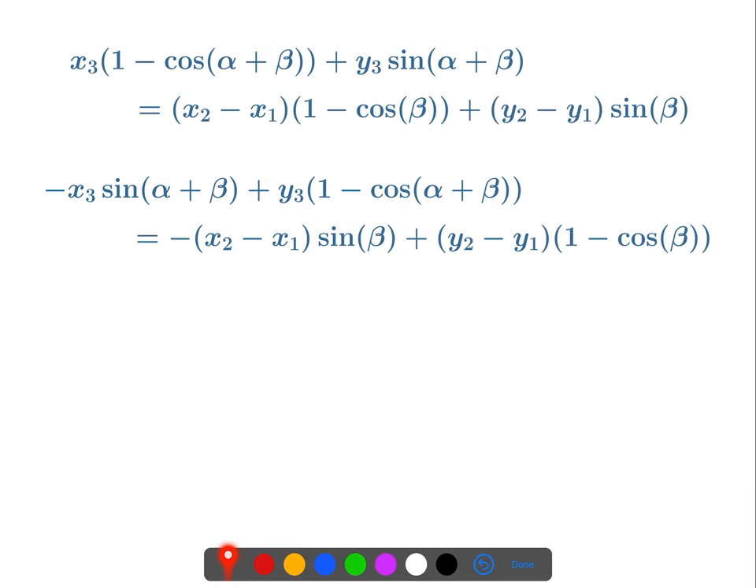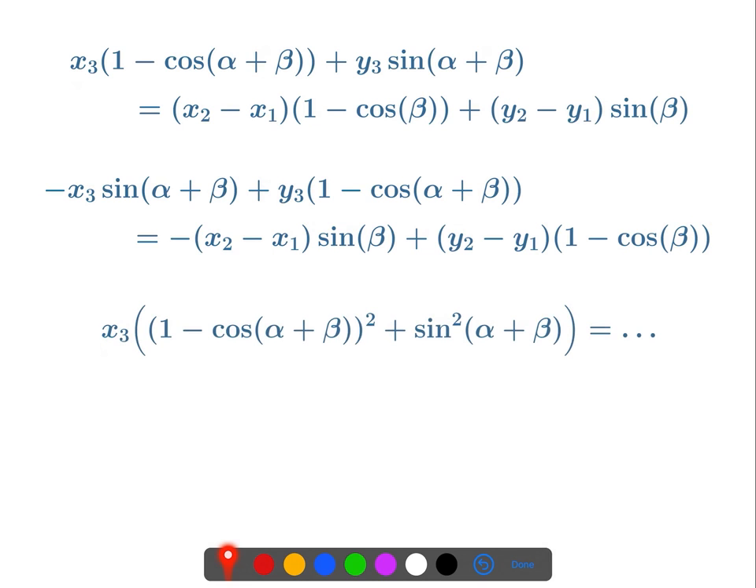So let's look at that. On the left-hand side, the y3 terms are going to go away when I do that subtraction. I'll also have this times 1 minus cosine of alpha plus beta, so I'll have 1 minus cosine of alpha plus beta squared. And when I multiply through by sine of alpha plus beta, I'll have minus x3 sine of alpha plus beta squared. And I'm subtracting, so it's actually going to become a plus. And what I'm going to have then is x3 times 1 minus cosine of alpha plus beta squared plus sine of alpha plus beta squared.